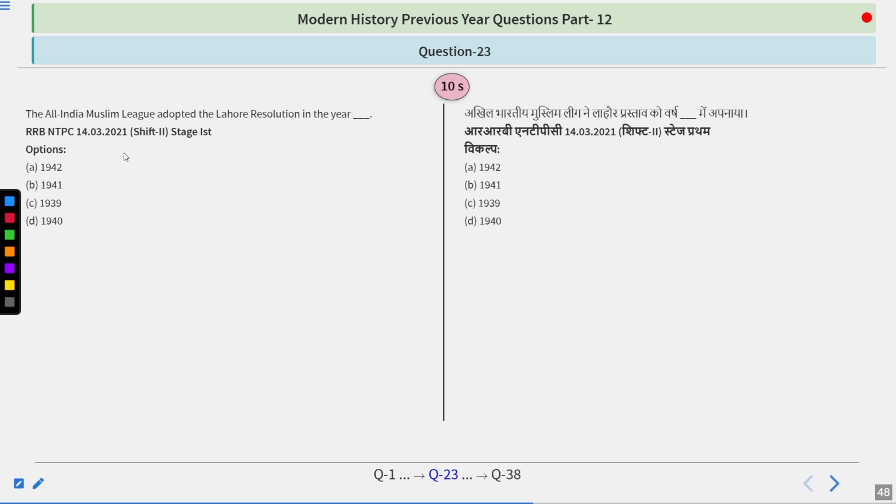The All India Muslim League adopted the Lahore Resolution in the year: 1942, 1941, 1939, 1940. Take your time.